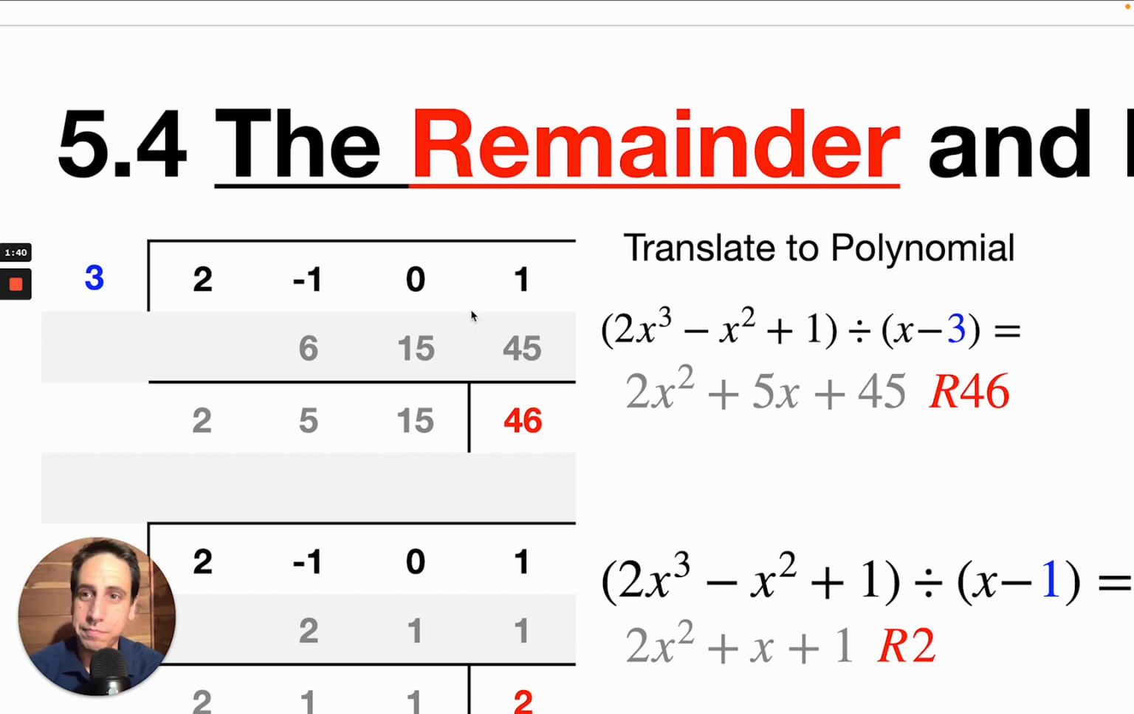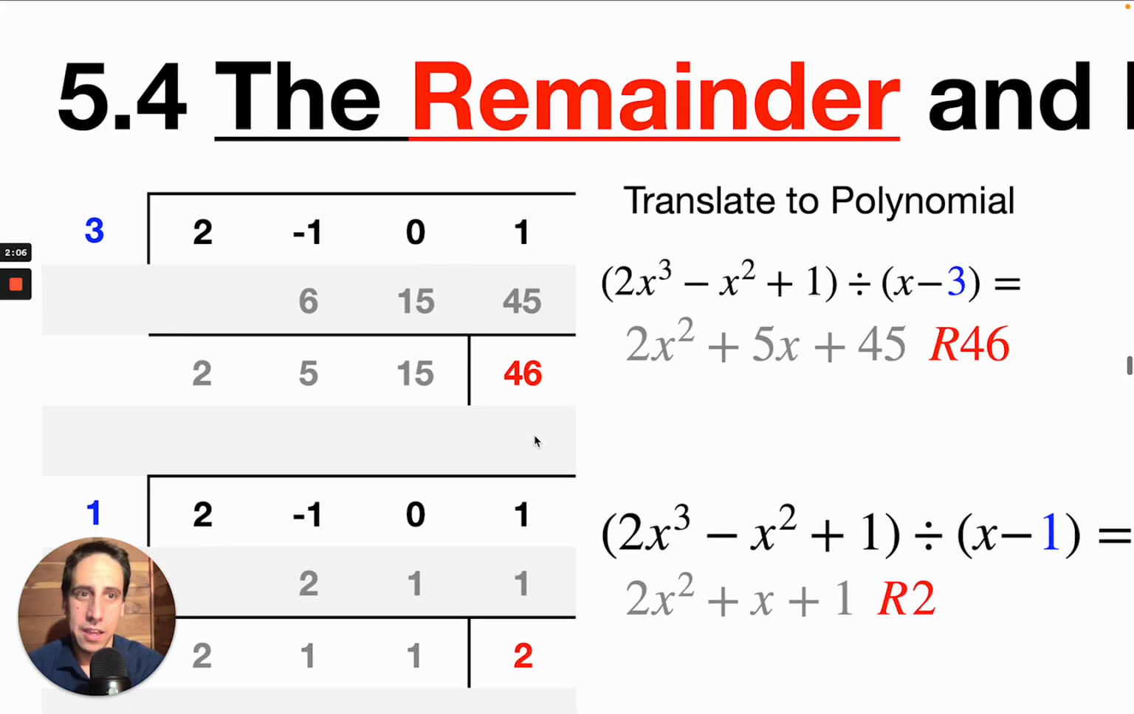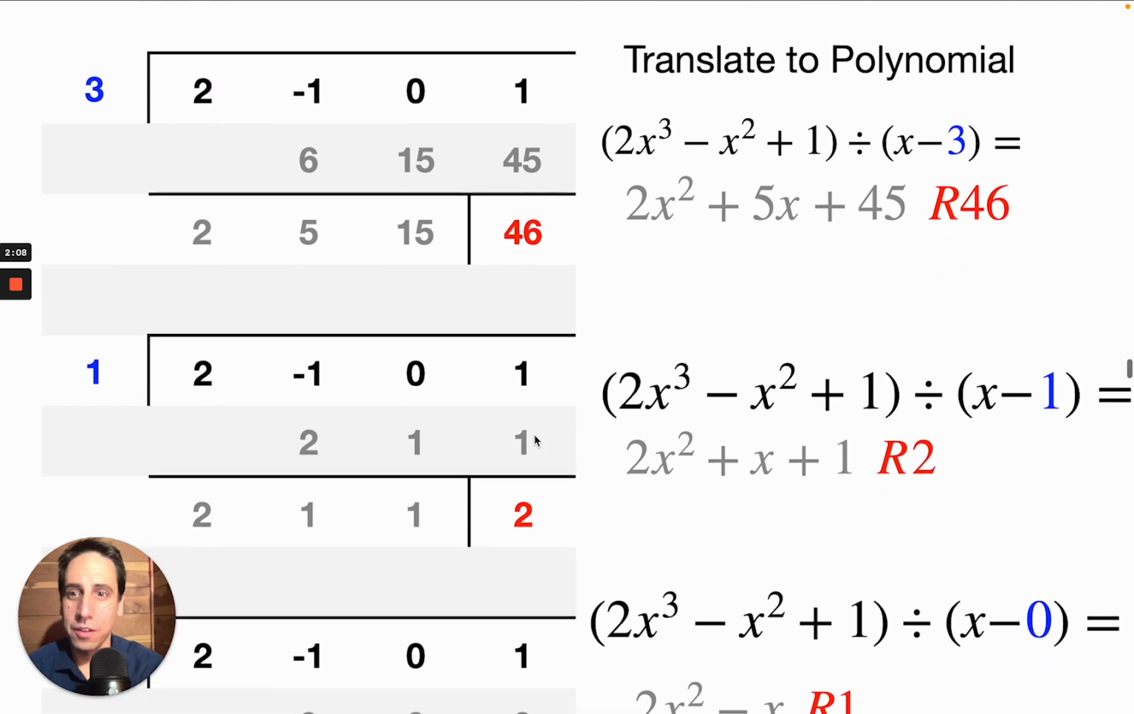Okay, so the blue divisor starts with 3, and there's 3 right here. The blue divisor is 3. You're going to take the 2 and move it down here. That's 2 times 3 is 6, plus -1 is 5, times 3 is 15, plus 0 is 15, times 3 is 45, plus 1 is the remainder. The red remainder is 46. Okay, duly noted. Let's do the next one.